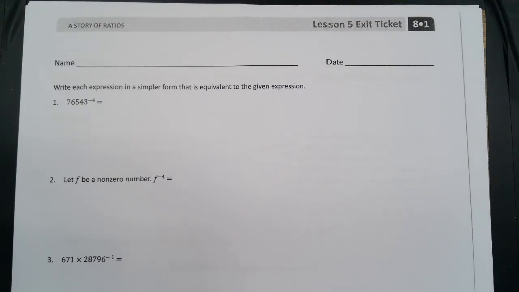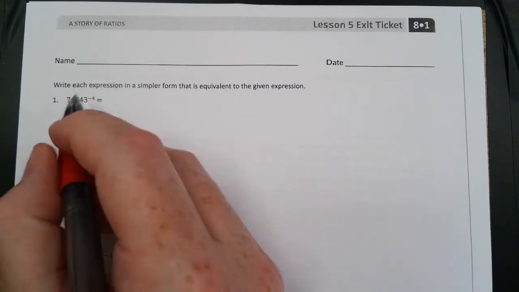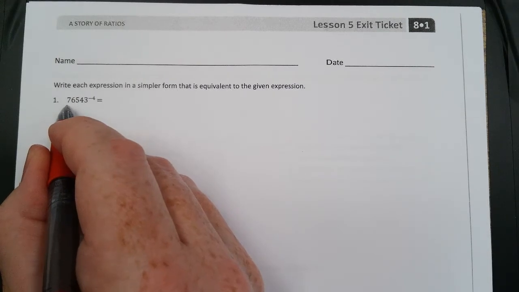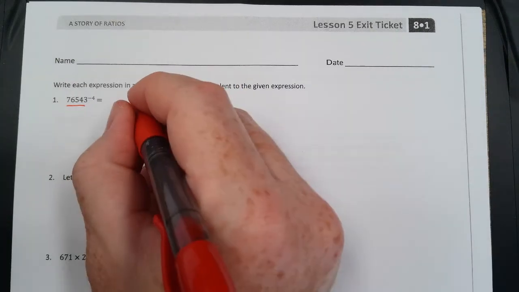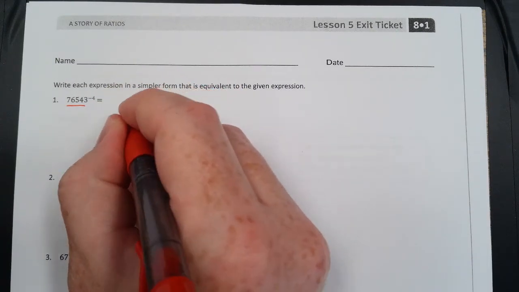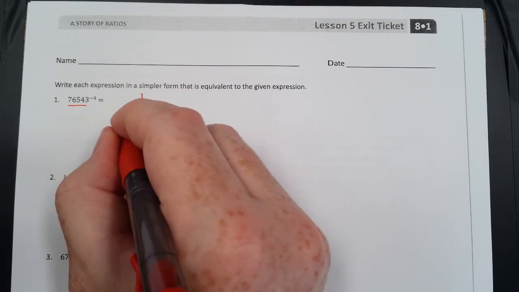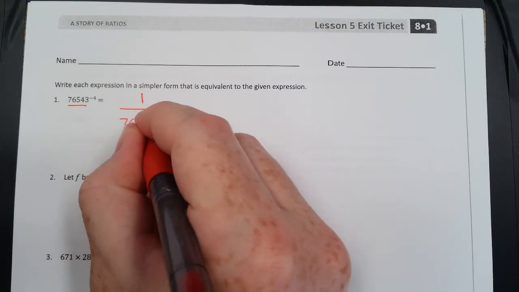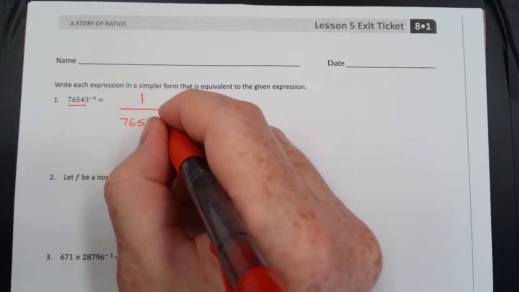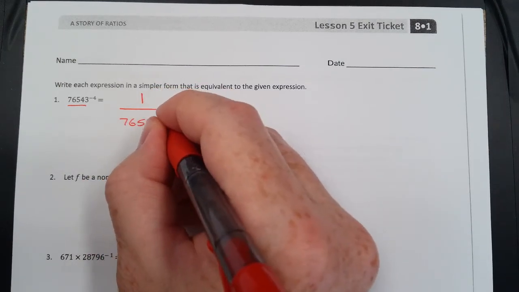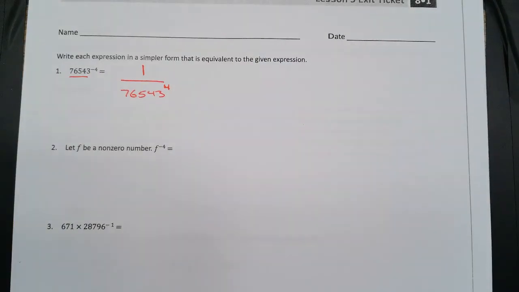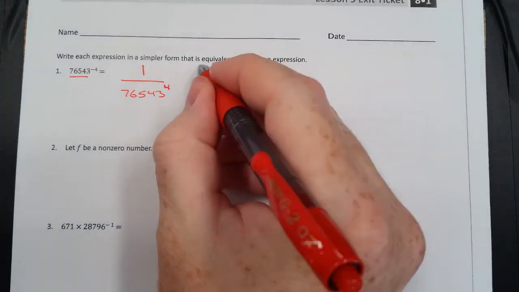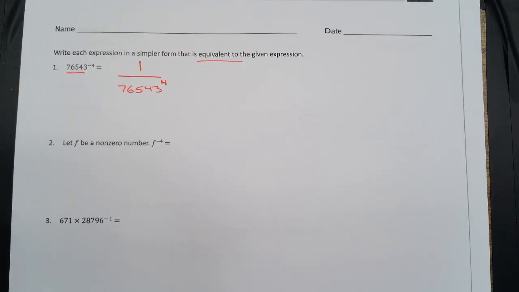Okay, hopefully you finished all 5 on the exit ticket. Now let's see how well you did. This one, the base is 76,543. The exponent is negative 4. That's a negative exponent, so we know from today's rule that means it's the reciprocal. So I can just put everything under a 1 and the exponent turns positive, just like that. That's it. That's the answer. You're done. You did not need to solve it. It just wanted you to write an equivalent expression.